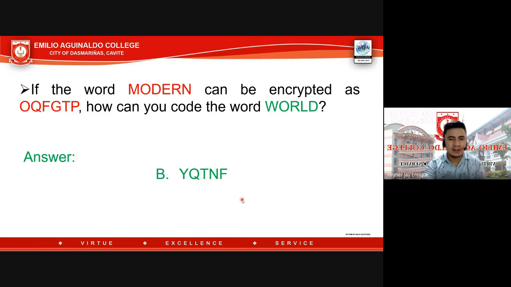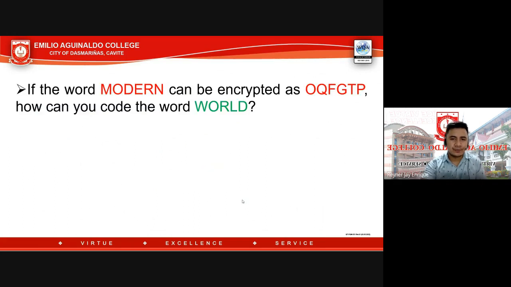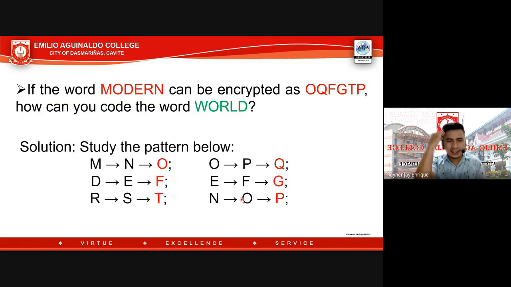Now for the word world, we do the same since we have an encryption pattern to follow. For this matter, the answer was letter B. That is Y, Q, T, and F. Okay, this was what I was talking about earlier. We're just going to skip a letter and then get the next letter after that, and we get that as our encryption pattern.